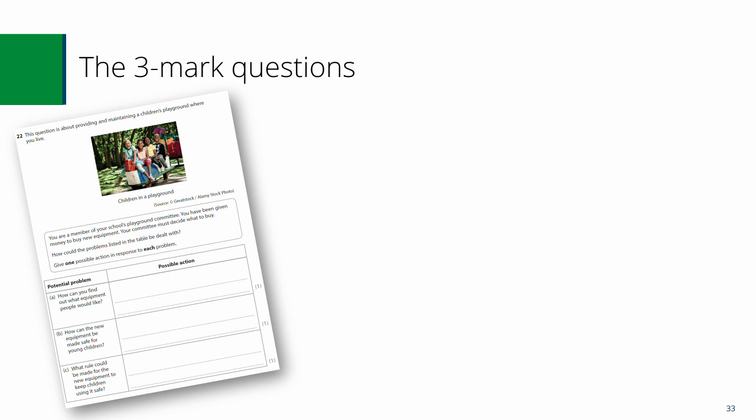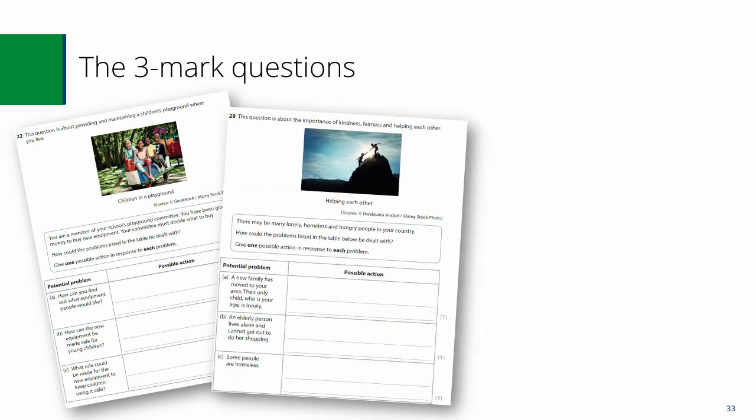In last summer's 2024 examination, the first question focused on a children's playground, the idea that a new playground was being established, but that there were some potential problems that needed to be overcome, and how would we deal with those? Section C, question 29, had a question that focused on kindness and fairness by focusing in on the idea of helping the lonely, the homeless, the hungry people. Contexts were suggested and actions were sought. How would the students potentially act to help in these situations?